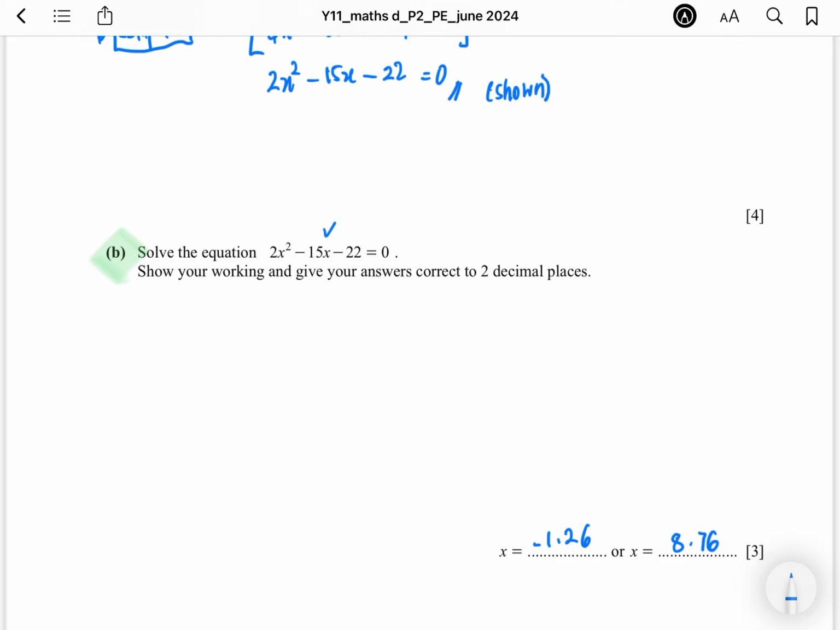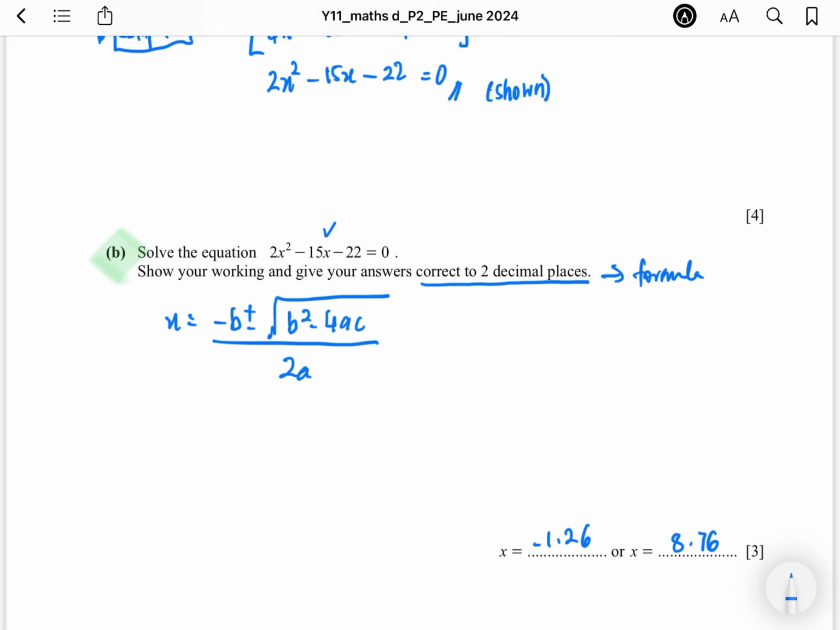However, here it has a clue. When it says giving the answer correct to two decimal places, that means definitely this is the formula method. So you do need to memorize your formula. Minus b plus minus square root of b squared minus 4ac over 2a. Now be careful with this one.